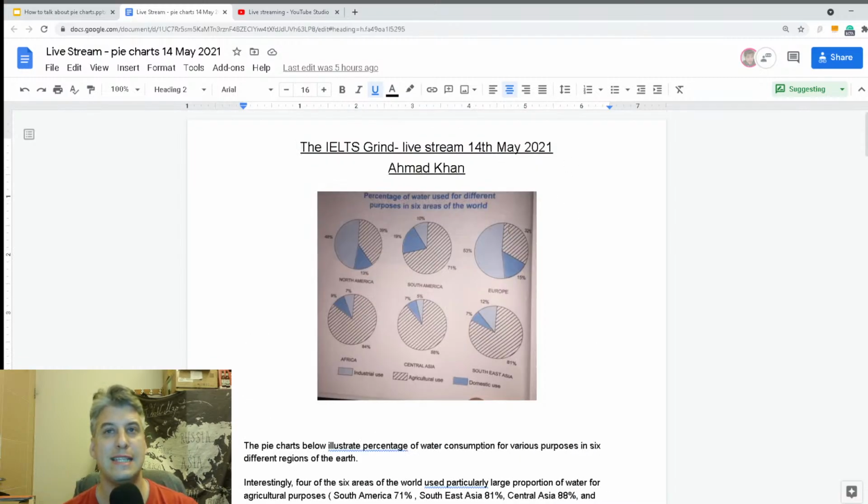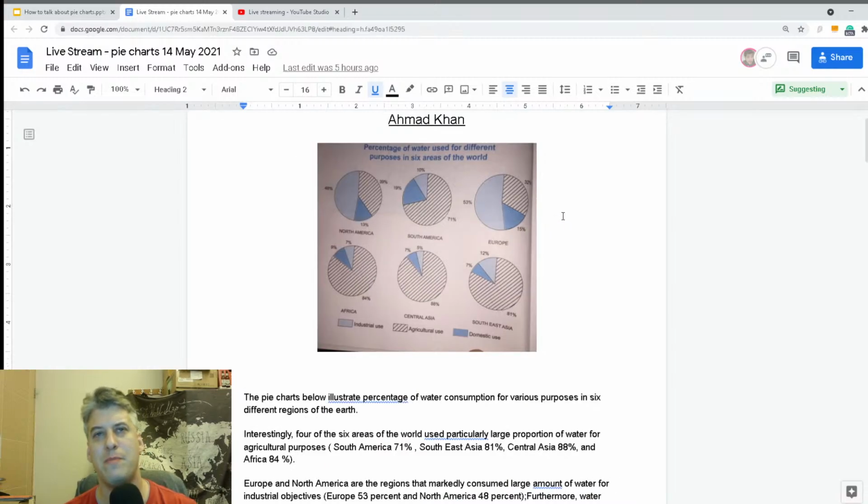Okay, so this is an example. You've probably seen this one before. It's about percentage of water used for different purposes in 6 areas of the world. I can't remember exactly which book it's from, but it's from one of the Cambridge past paper books. It's quite a famous one. I've taught it a few times.